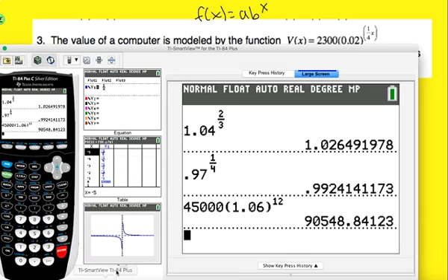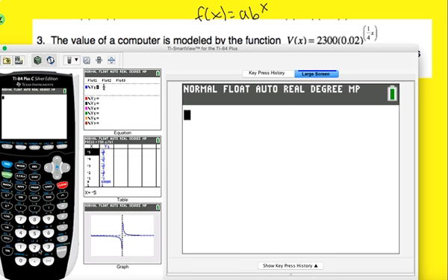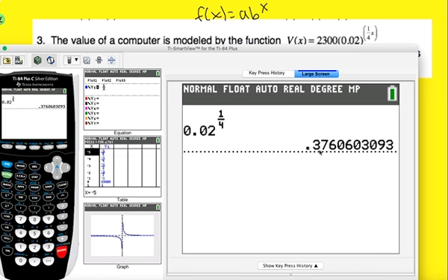So I would go to my calculator, and I would do 0.02 and I would raise it to the 1/4 power. So I'm going to hit the caret button and then alpha y equals and enter to get my fraction, and then I'm going to do 1/4. So then I have 0.376060393. Now we're not going to use that whole decimal, so let's round it to 2 places after the decimal.